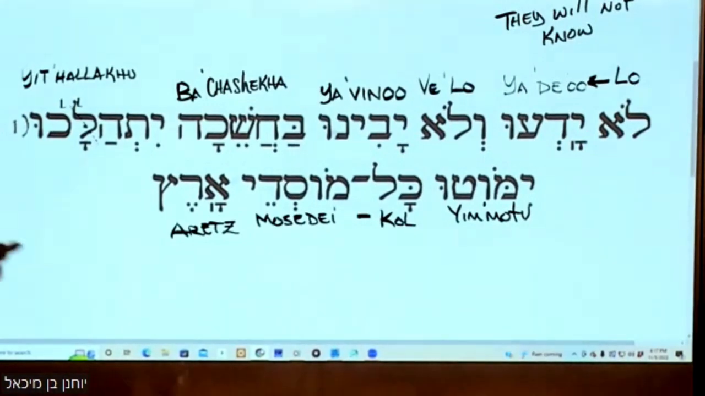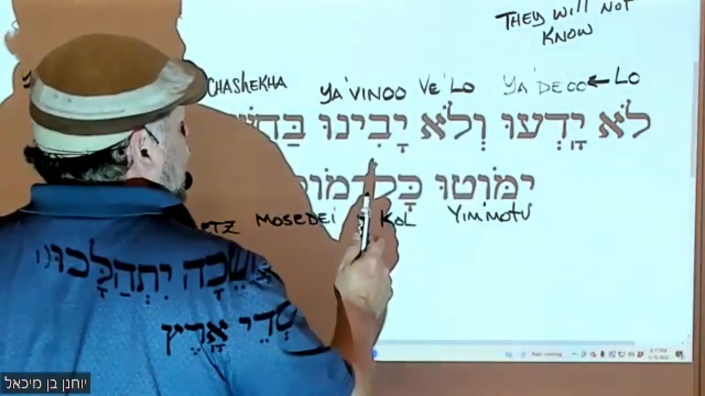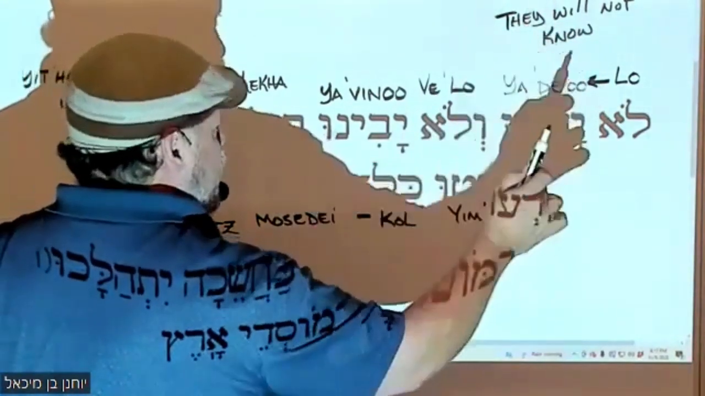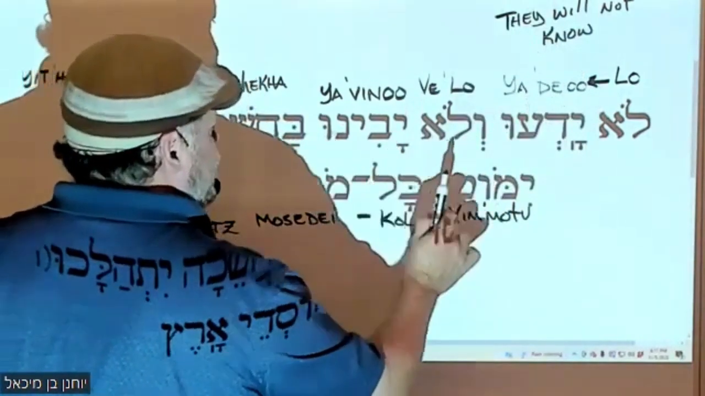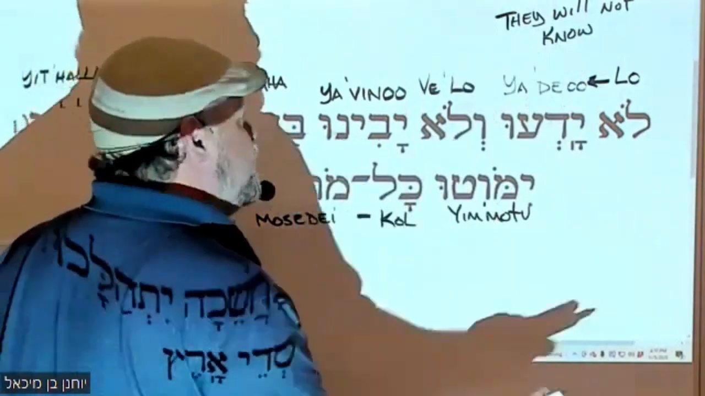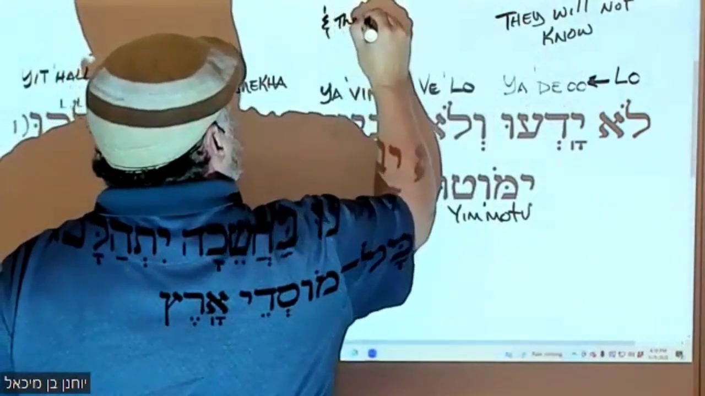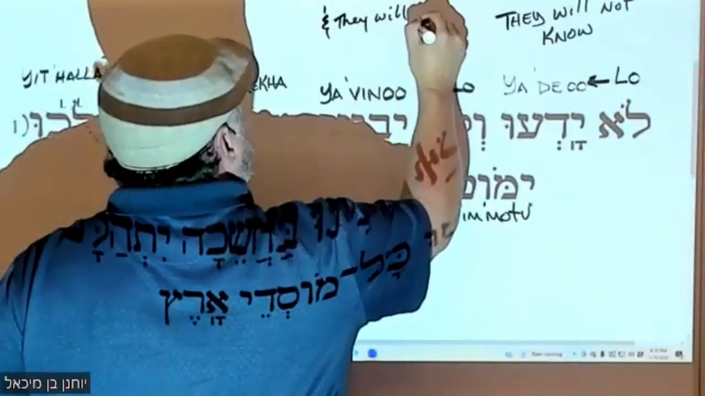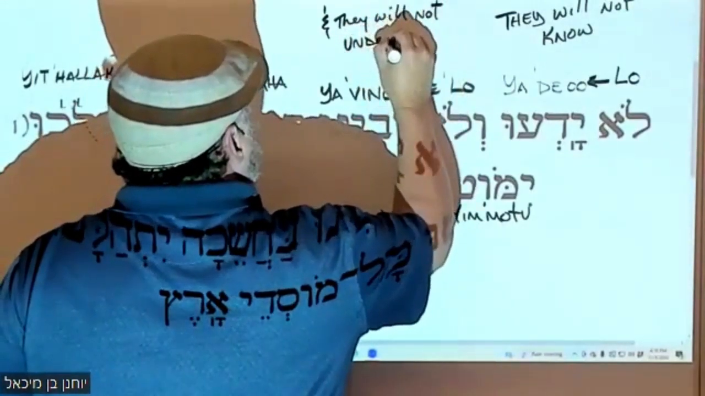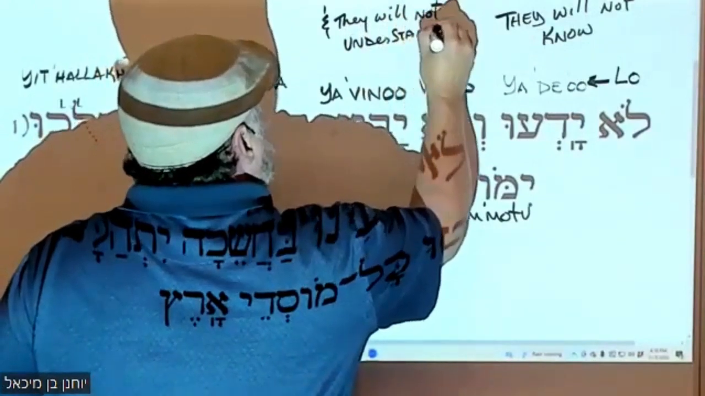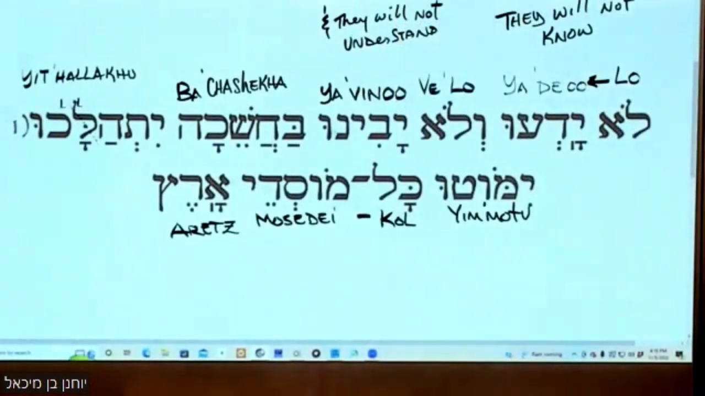Okay, so velo yavinu. There you go. They will not know, and they will not understand. Very good. They will not know, and they will not understand. You can also say they do not know and they do not understand. You can still say that.